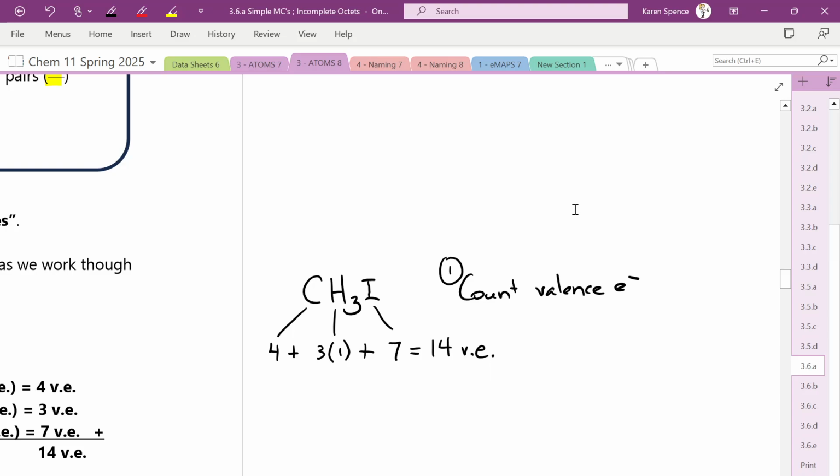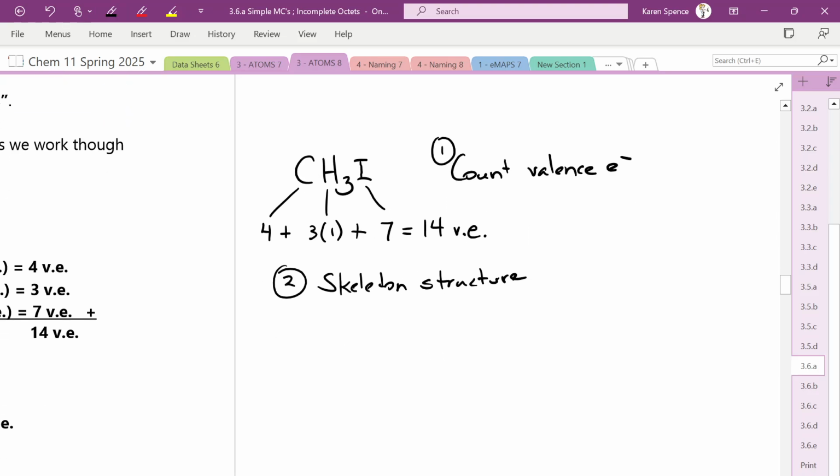Carbon. If carbon is present, carbon will always be the central atom, and it's written first. Okay, so carbon's going to go in the middle. So the second thing we do is our skeleton structure. So carbon goes in the middle.